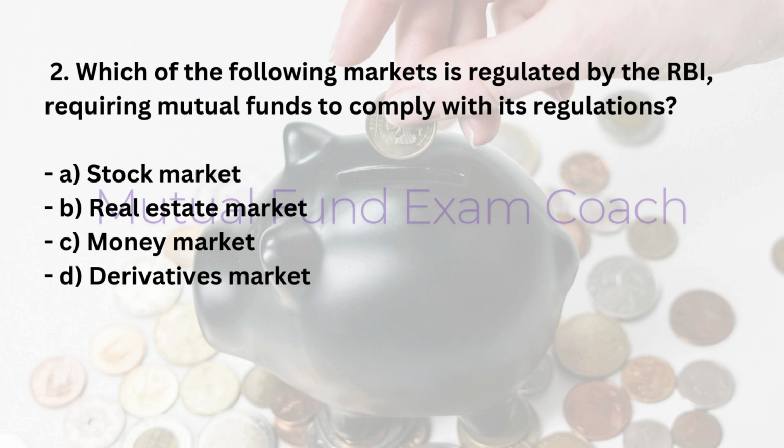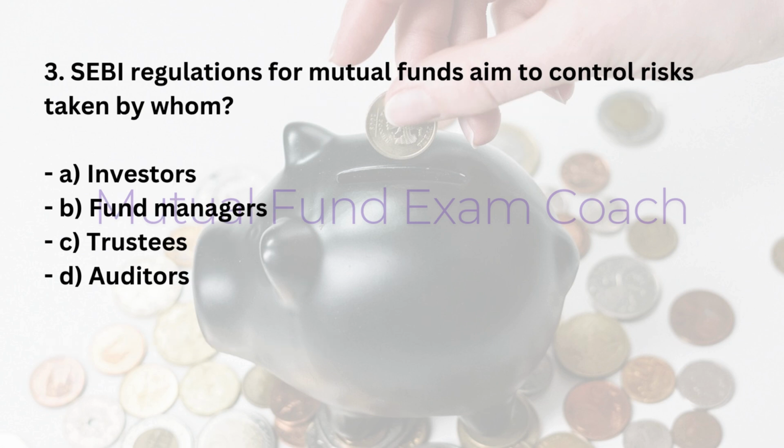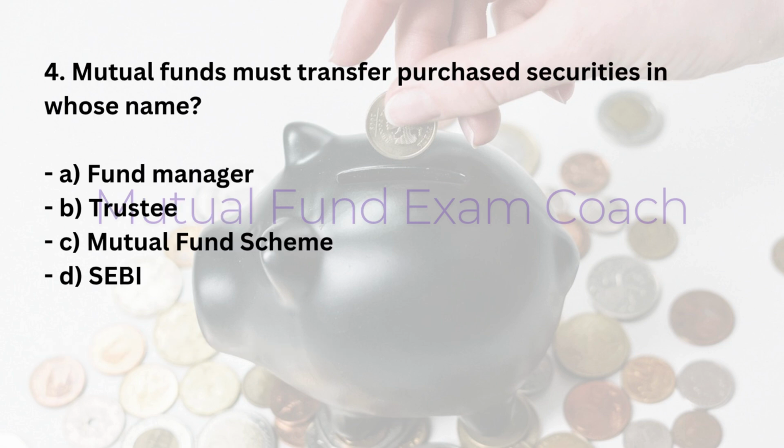A. Stock market. B. Real estate market. C. Money market. D. Derivatives market. Answer, C. Money market. 3. SEBI regulations for mutual funds aim to control risks taken by whom? A. Investors. B. Fund managers. C. Trustees. D. Auditors. Answer, B. Fund managers.